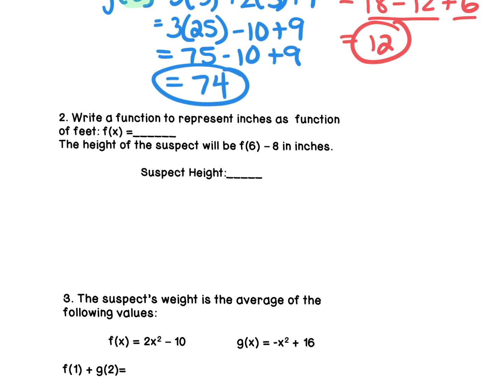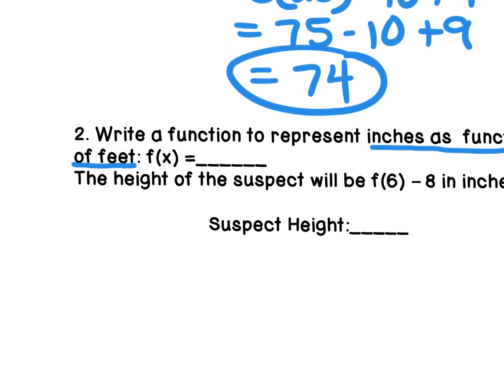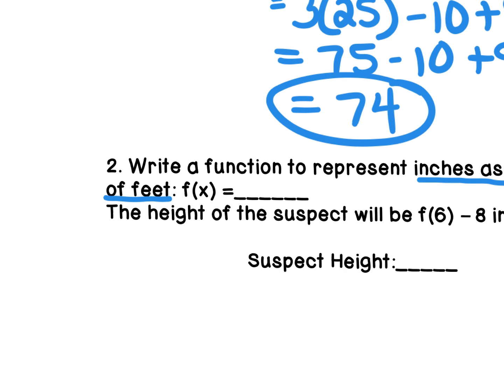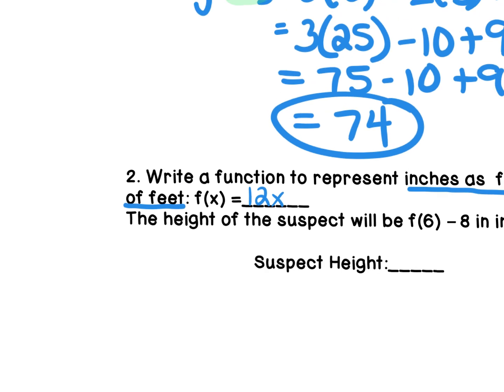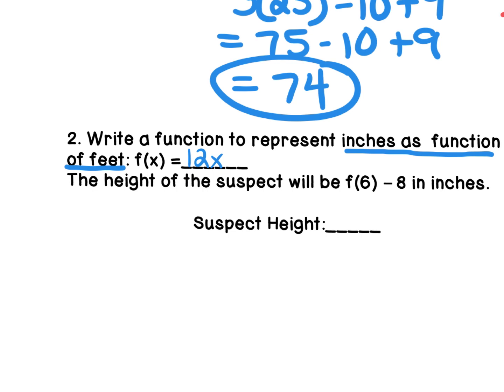So it says, write a function to represent inches as a function of feet. And this is the one that we talked about together in class. f of x equals 12x because there are 12 inches in every foot. So I'm putting 12x for the function. It says the height of the suspect will be f of 6 minus 8. So now I have my work cut out for me. I've got to figure out what f of 6 is, and then I have to subtract 8.